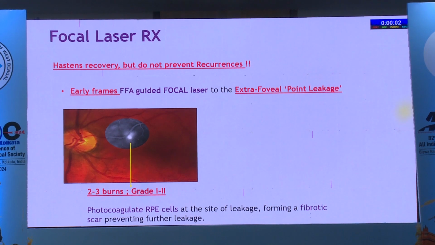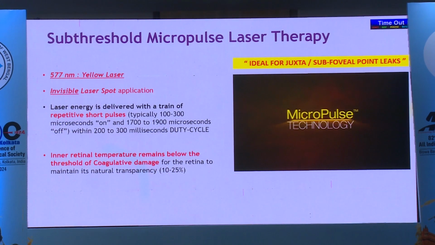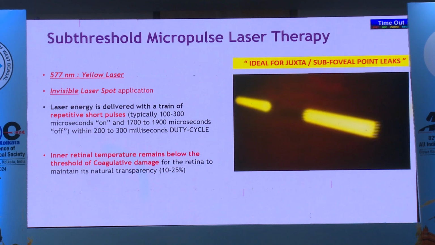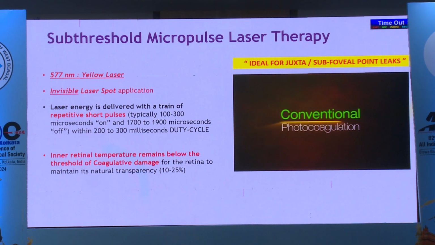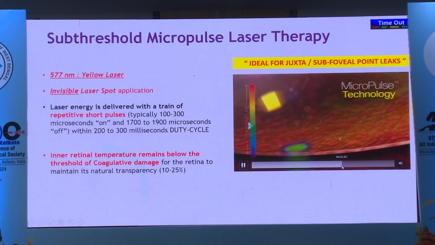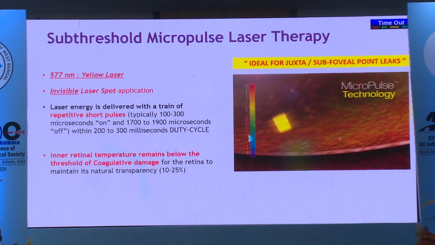So the simplest treatment, as you know, is focal laser. It hastens recovery, but it doesn't change the recurrences or the disease in the long term. It is done basically for extrafoveal point leaks, with 2 to 3 mild intensity grade 1 to 2 burns given to that area. It hastens recovery, but this doesn't change the disease prognosis as such. So this is only for extrafoveal leaks. Now for juxtafoveal and subfoveal point leaks, you cannot do this conventional laser photocoagulation, but you need to go for a micropulse laser, subthreshold micropulse laser.